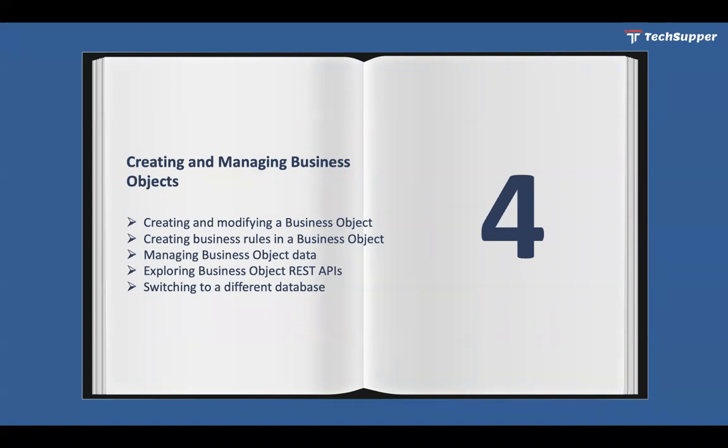We will explore various business object REST APIs so that you can interact with the business objects, and how to switch to a different database. Here, I will show you one demo wherein I will show how to switch your embedded database with the target database like ATP. After completing this chapter, you will be proficient in business objects. You will be able to create and manage your business objects.